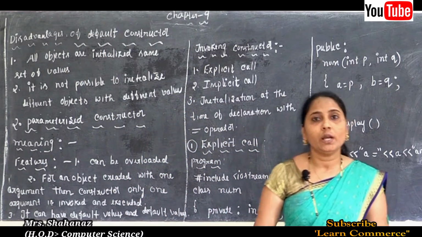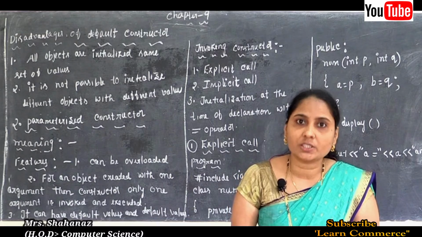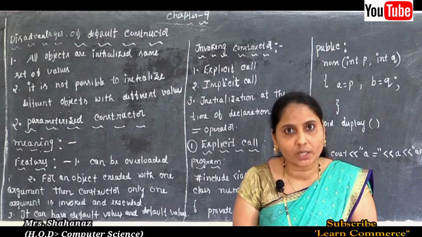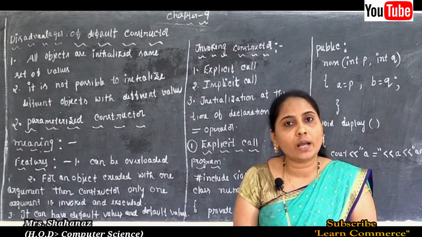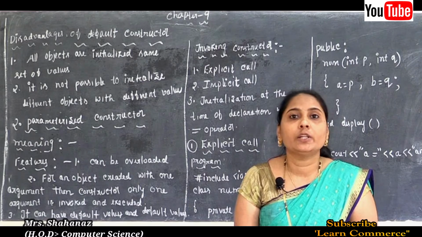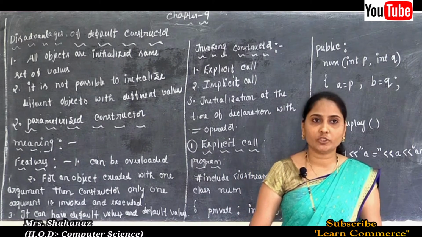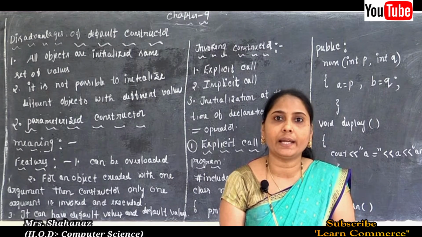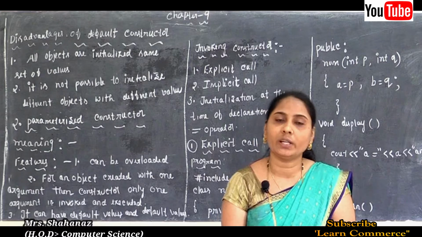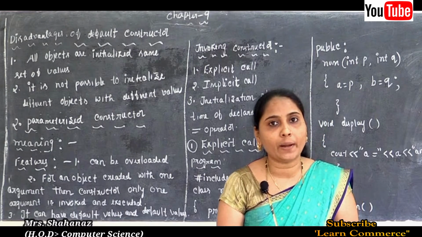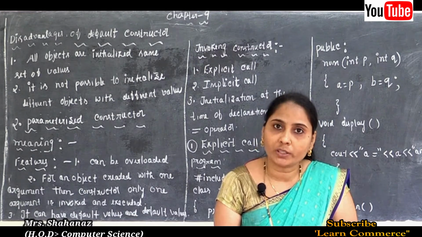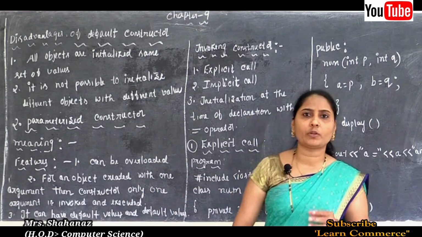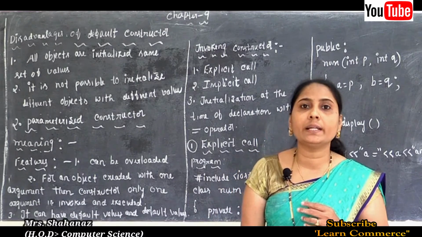Why? Because we know the features of the default constructor. Whatever features apply to our default constructor, the same features are called the disadvantages of the default constructor. Whenever any object is created in our class, the compiler automatically calls the default constructor. So these are some of the features of our default constructor. Now let us see the disadvantages.